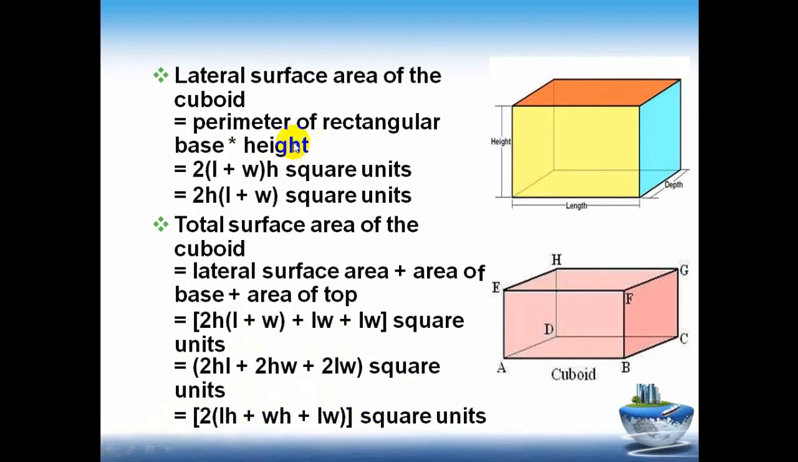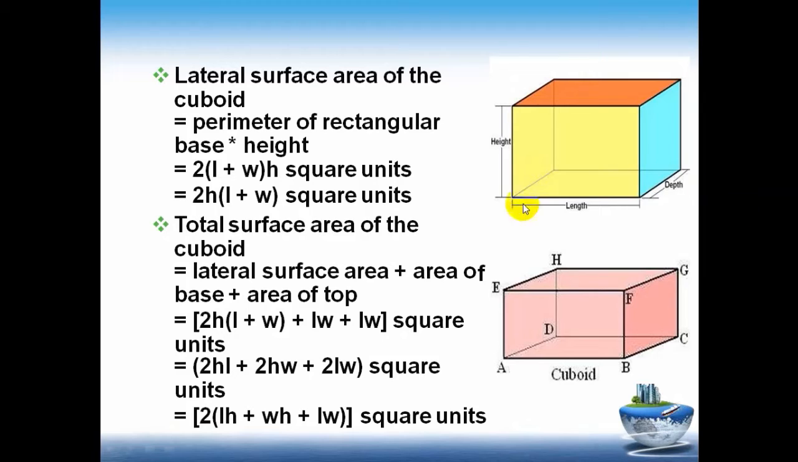So dear students, this is a cuboid, a geometrical 3D shape. To find the lateral surface area of the cuboid and the total surface area of the cuboid: lateral surface area means the perimeter of the rectangular base multiplied by the height, and the perimeter of the rectangle is equal to 2(l + w). So it is 2(l + w) × h square units, and we can write 2h(l + w) square units.